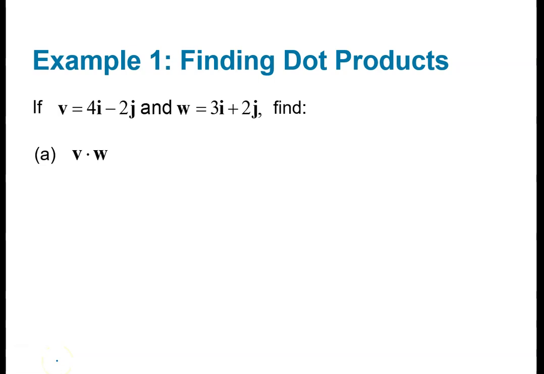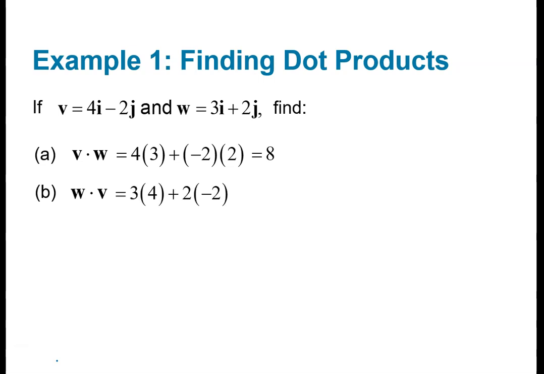Right, let's just use the formula real quick. 4 times 3, the x components, is 12. Negative 2 times 2, the y components, negative 4. 12 plus negative 4 is 8. Right, if I reverse it, w dot v, well, now I'm multiplying the second x first, so that's like 3 times 4, and 2 times negative 2. It's still 8. The order that we do the dot product does not matter.